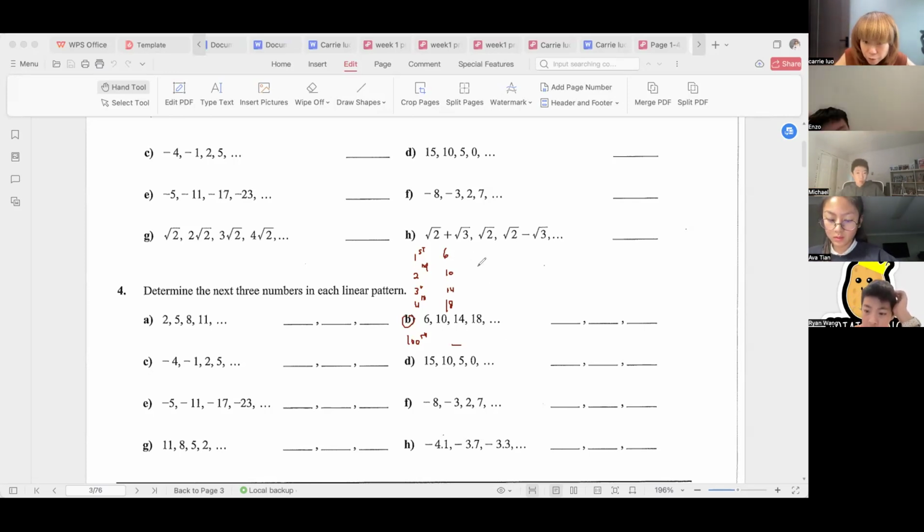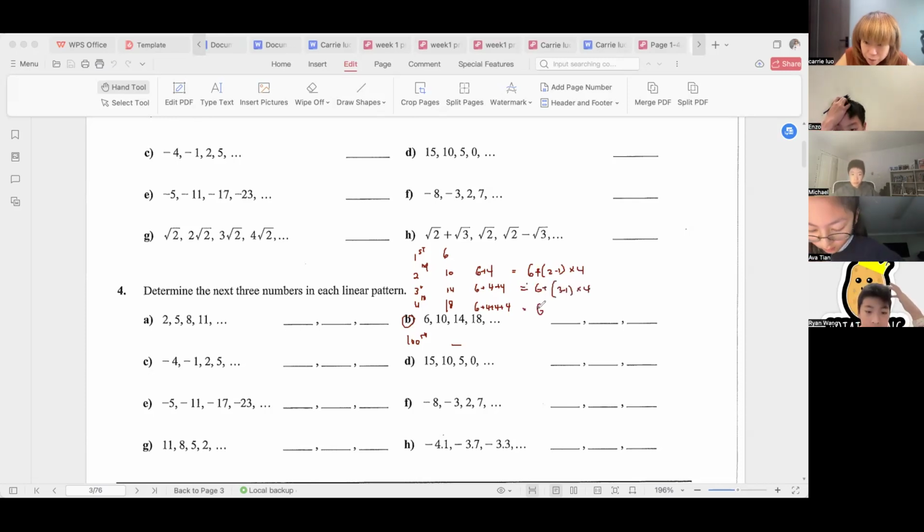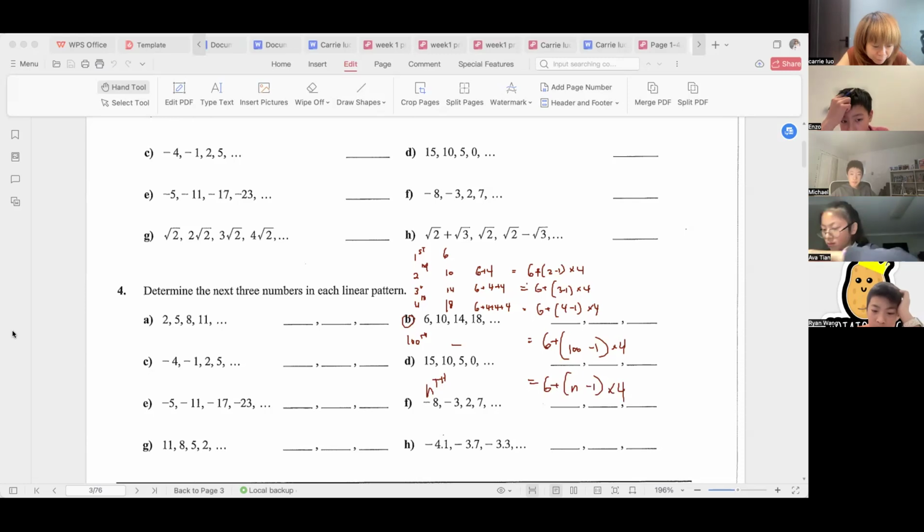Okay, so the 100th. The first one is 6, the second one is 6 plus 4. Okay, 6 plus 4 plus 4, and 6 plus 4 plus 4 plus 4. So what does it equal? 6 plus (2 minus 1) times 4, right? And 6 plus (3 minus 1) times 4. 6 plus (4 minus 1) times 4. So the 100th equals what? 6 plus (100 minus 1) times 4. The nth one? 6 plus (n minus 1) times 4. Okay, get it?